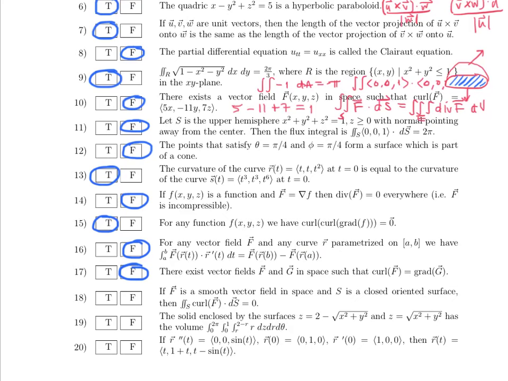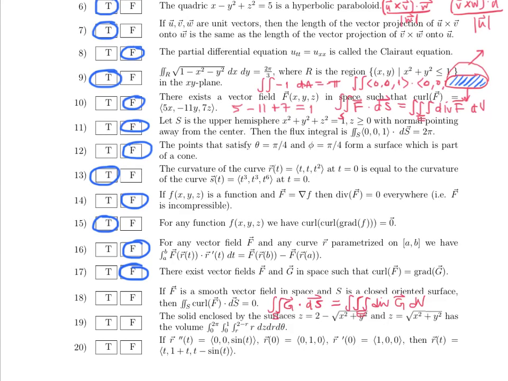Number 18: if f is a smooth vector field in space and S is a closed, oriented surface, then the flux integral of the curl over the surface is 0. This is true. A couple of ways to look at this. If you have a closed oriented surface, you can apply the divergence theorem, which says that the flux integral of a vector field over a closed surface is equal to the triple integral of the divergence of that vector field through the solid that surface encloses.